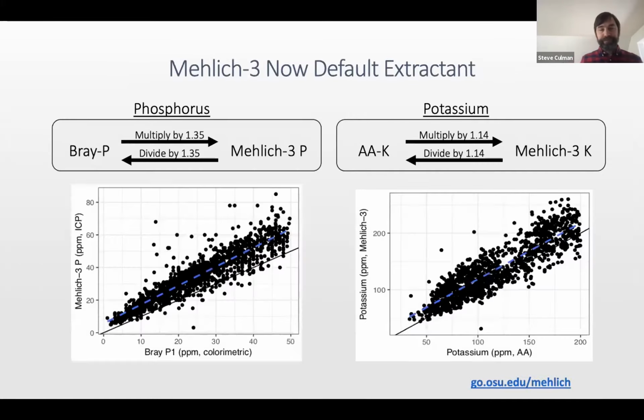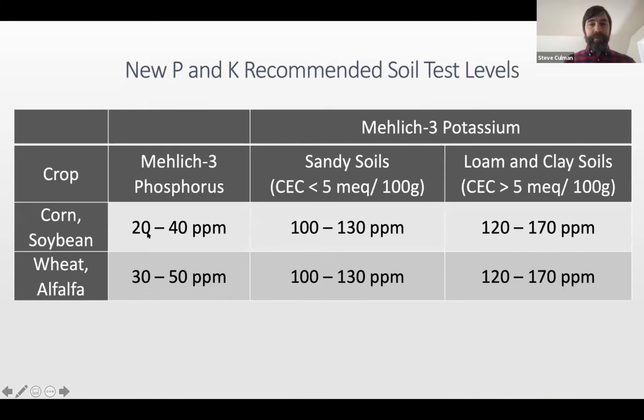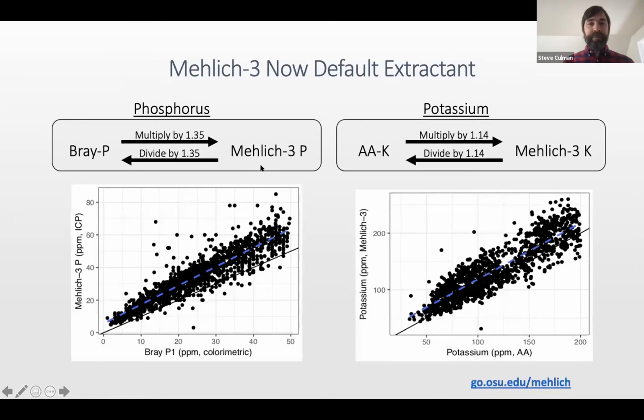Of course, for wheat and alfalfa, we've got something a little bit different with phosphorus, but we'll stick to corn for this talk. So again, we've done a bunch of work to relate Bray P to Mehlich-3 P. If you're interested, there's a link right here. You'll notice that if you remember, 15 to 30 used to be our numbers. Now it's 20 to 40 for corn and phosphorus, but that's because Mehlich-3 actually extracts a little bit more, about 35% more than Bray. If you're interested in these things, there's a fact sheet that explains these simple conversions to go back and forth between Bray P and Mehlich-3 phosphorus, and ammonium acetate potassium and Mehlich-3 potassium.